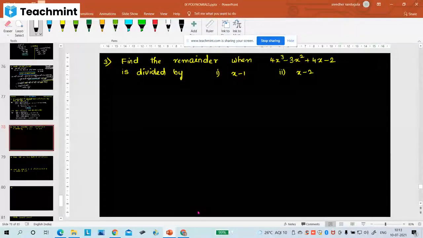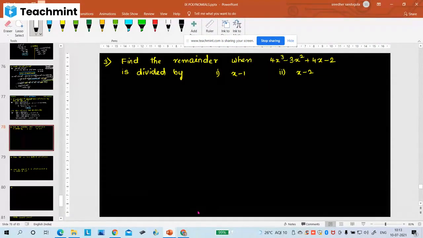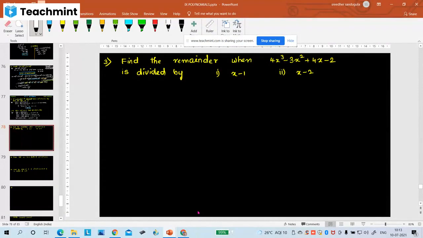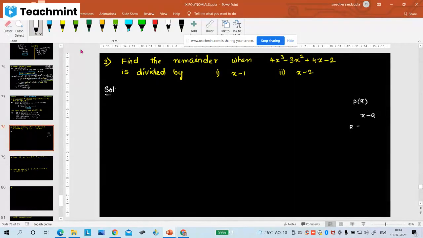So here the third question is, find the remainder when 4x cube minus 3x square plus 4x minus 2 is divided by x minus 1. Both polynomials have been given here. This question is based on the remainder theorem. What is the remainder theorem? Let us recall once. If p of x is divided by a linear polynomial x minus a, then the remainder is p of a.